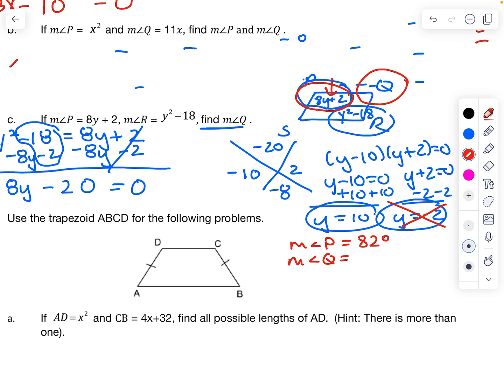But if I know measure of angle P is 82 degrees, what do we know about angle Q? One of the things that we learned is that the two angles that are next to each other have to add up to 180. So if I do 180 minus 82, this will give me 98 degrees. So that's my answer.